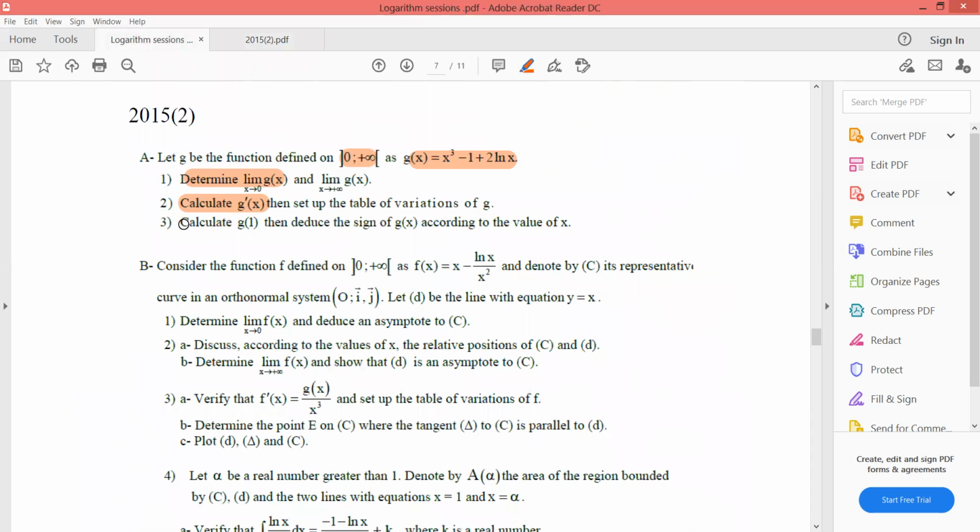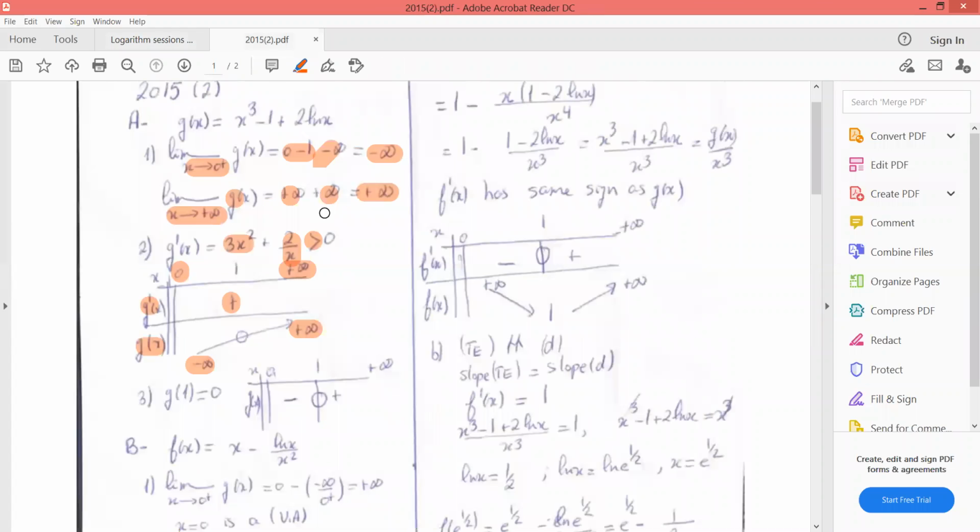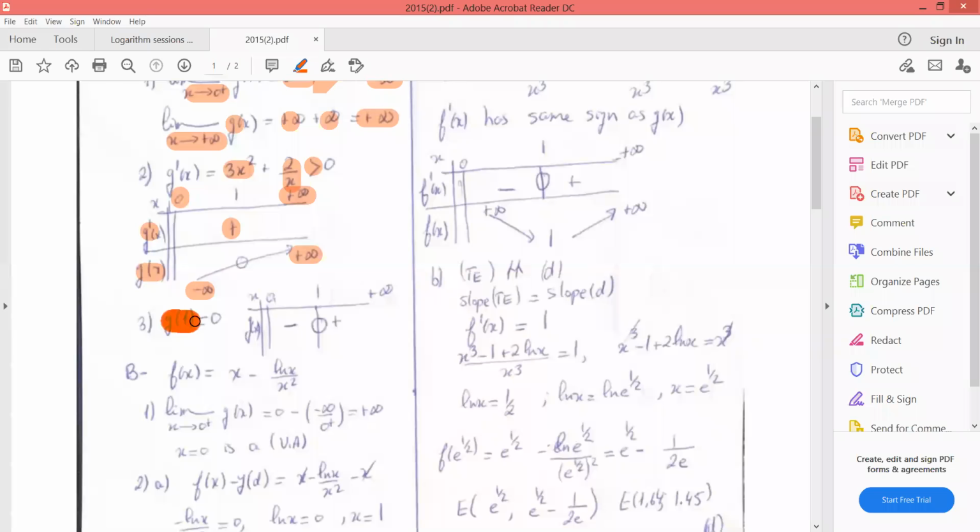Calculate g of 1. Then deduce the sign of g(x). Calculate g of 1. So the sign of g(x) is related with the g of 1. The g of 1, if we replace x by 1, what do you get? We get 1 minus 1, which is 0. ln 1 is how much? 0. So g of 1 is 0.